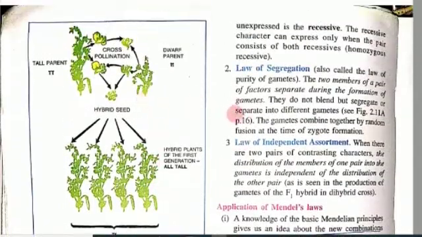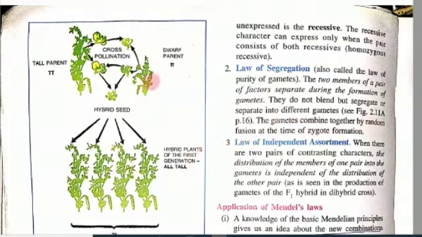Then the second law, the law of segregation. The two members of a pair of factors separate during the formation of gametes, and again undergo random fusion at the time of zygote formation.